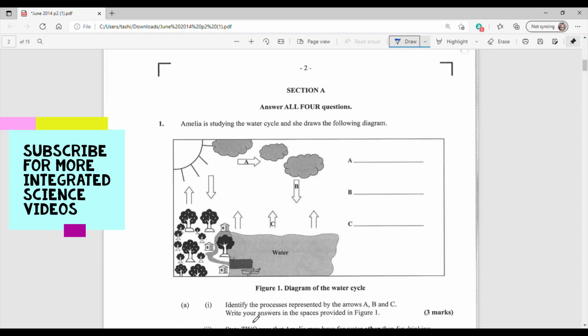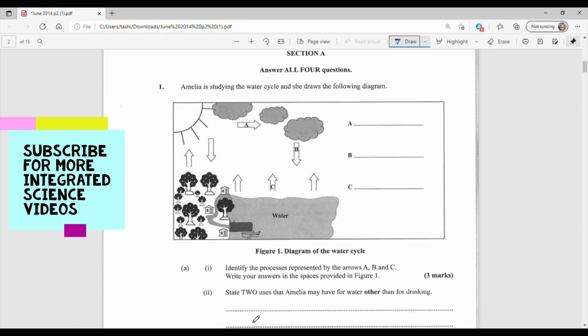Amelia is studying the water cycle and she draws the following diagram. A, identify the processes represented by the arrows A, B, and C, and you should write your answers in the spaces that are provided in Figure 1. So on Figure 1, we can clearly see the sun here, and we know the role that the sun would play. These would have been our clouds. This is a water body. And we have trees, homes, and a little boat on the water. With that in mind, we are going to identify the processes based on the arrows that are there.